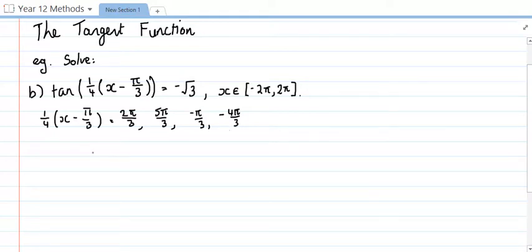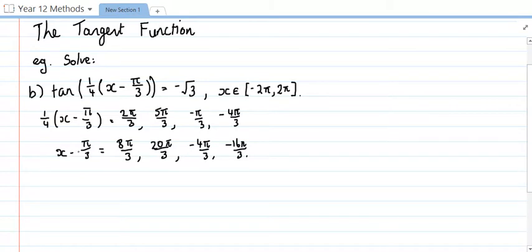So first things first, I'm going to multiply both sides of the equation by 4 to cancel out the 1/4. So x minus pi on 3 is going to be equal to 8 pi on 3. It's going to be equal to 20 pi on 3, which at the moment looks like it's not going to be inside of our domain. We're also going to have negative 4 pi on 3 and negative 16 pi on 3.